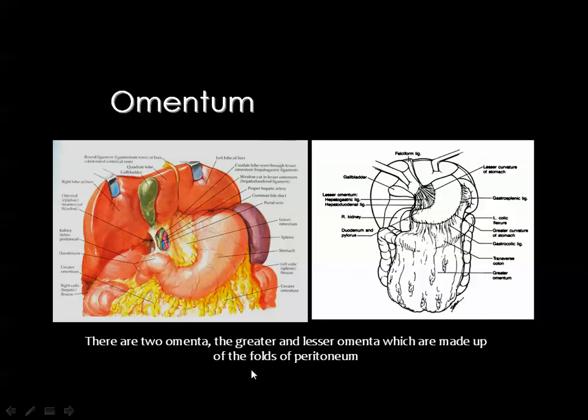Then there are some of the important definitions we should know in order to understand well the pathology going on in the peritoneum. The omentum is a peritoneal fold which is connected to the stomach. The lesser omentum is connected to the lesser curve of the stomach, while the greater omentum is connected to the greater curve of the stomach.